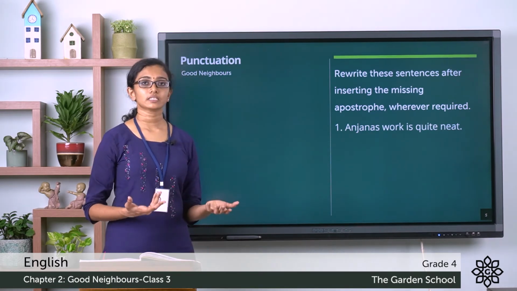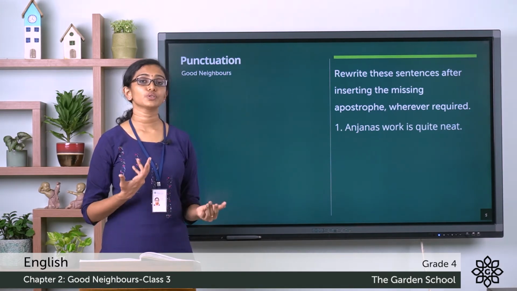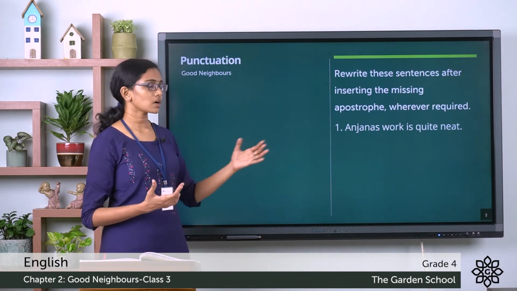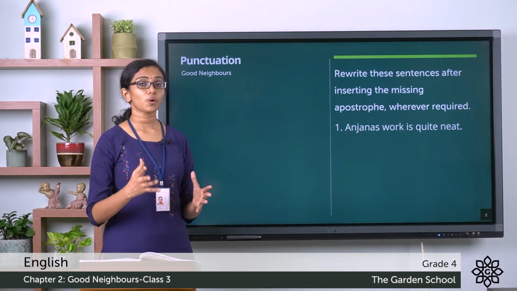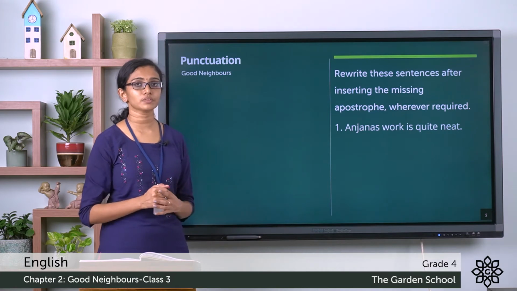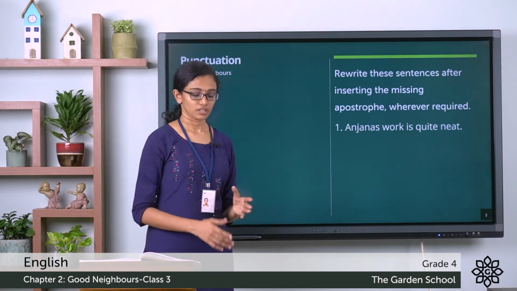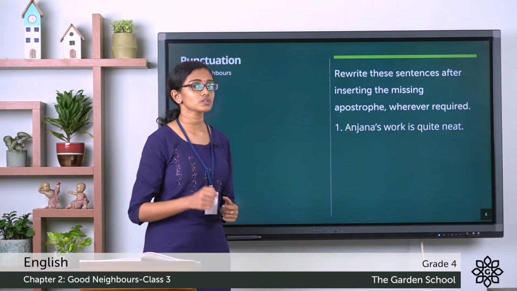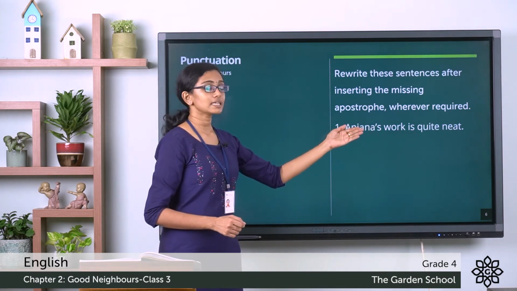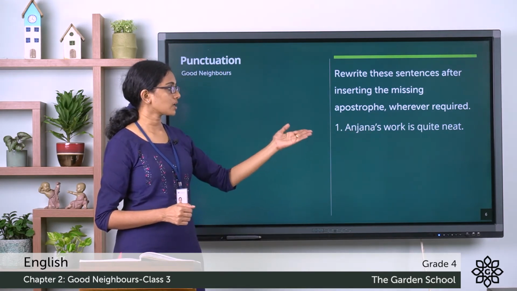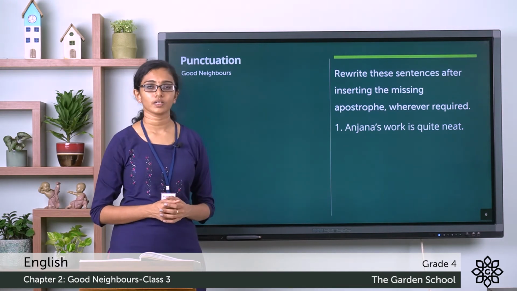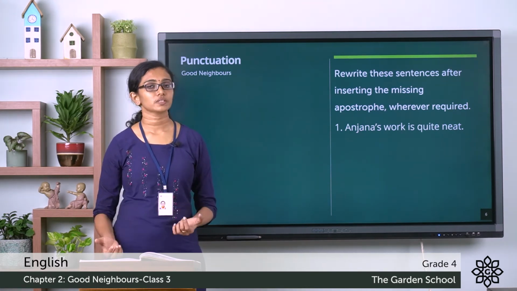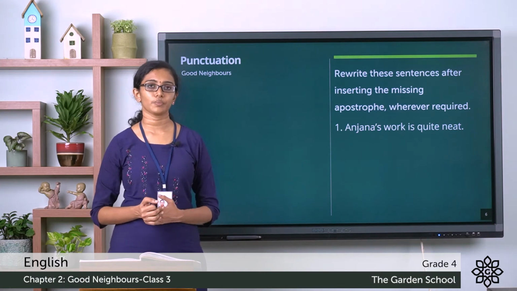Anjana's work is quite neat. Can you identify where we should use that apostrophe? It seems that here we are talking about the work done by Anjana. So, the work belongs to Anjana. So, where should we use that apostrophe? In the word Anjana's. So, it should be Anjana's work is quite neat. You can see the apostrophe used right after the word Anjana and before the letter S. So, this means the work belongs to Anjana and it is quite neat. So, just like this, identify where to use the apostrophe and correct the rest of the sentences and rewrite the rest of the sentences in your notebook.